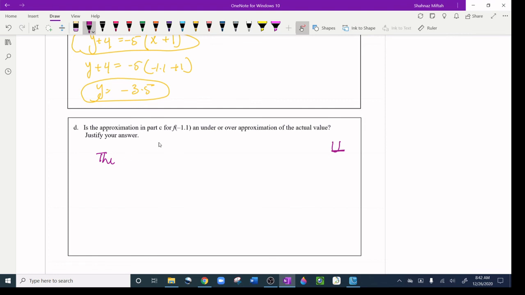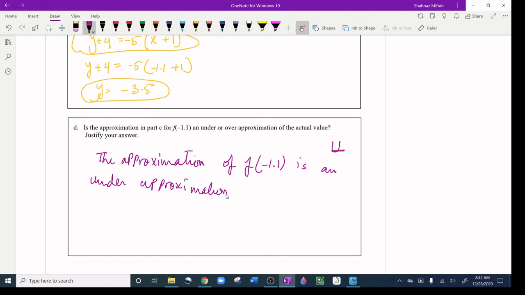So I'm gonna say the approximation of f of negative 1.1 is an under approximation because f double prime x is greater than 0 and is concave up on negative 1.5 to 1.5.